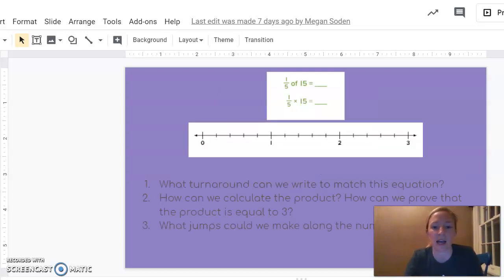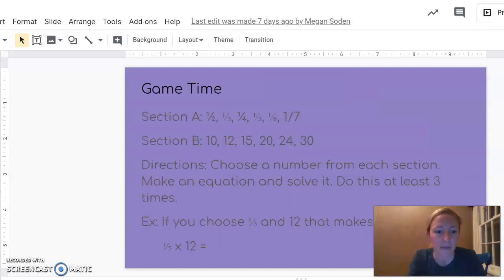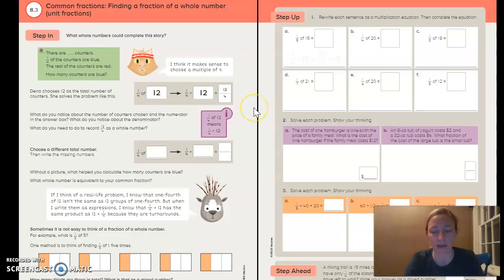All right, so the next slide, you can kind of skip that. It's not necessary. But the bottom slide right here where it says game time, this is something we would have done in the classroom, but we're not able to anymore. So what I'm going to have you do is take one number from section A. You get to choose whichever one you want. And then one number from section B. And you're going to multiply them together. Okay? I want you to do 3 of those and then record your answer on the weekly lesson slides that I provided. And then when you're done, you can head over to your journal. And we'll kind of walk through this step up together.